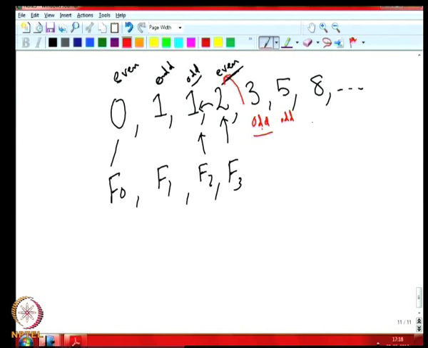So now the next one is again going to be a multiple of this. So this was f4, this is f5, this is f6, right? Now odd and odd will give an even, right? So this is the reason.